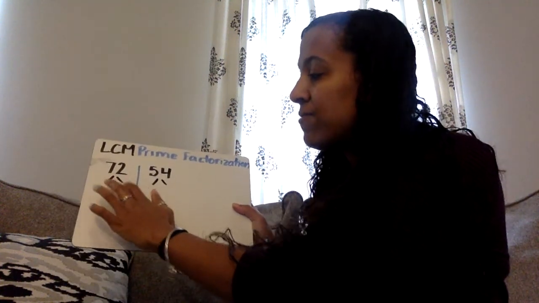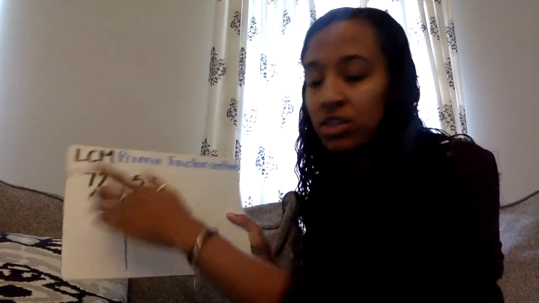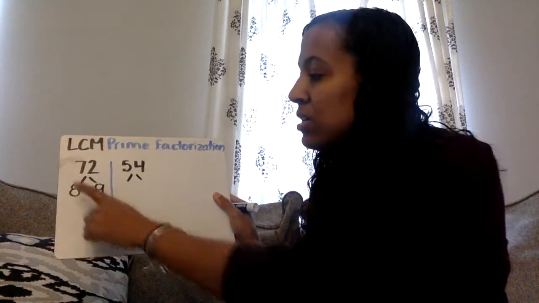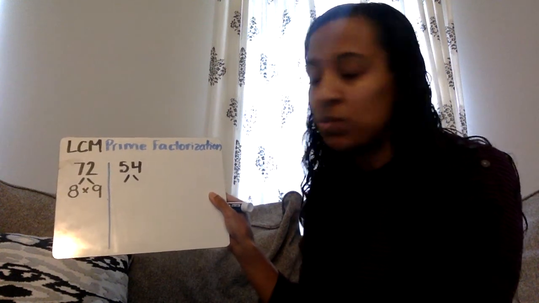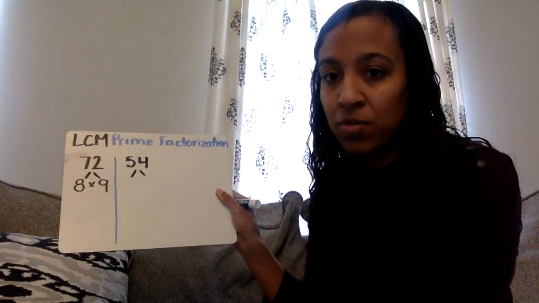So I'm going to find all the factors of 72. I'm going to keep factoring until I've got all prime numbers. So I'm going to start with two factors. What numbers can I multiply to get to 72? Well, I know that 8 and 9 are factors of 72. 8 times 9 is 72. Neither of these are prime numbers, so I'm going to keep factoring until I have all prime numbers.